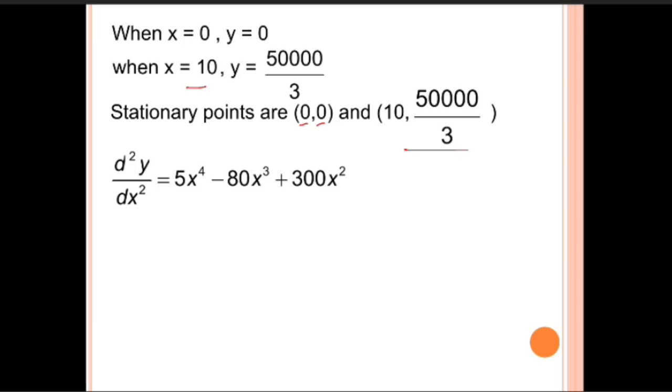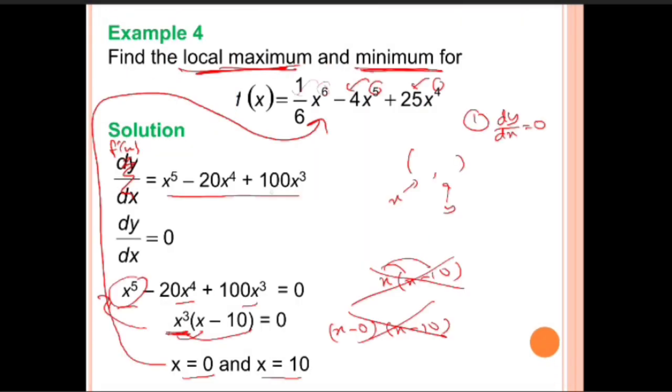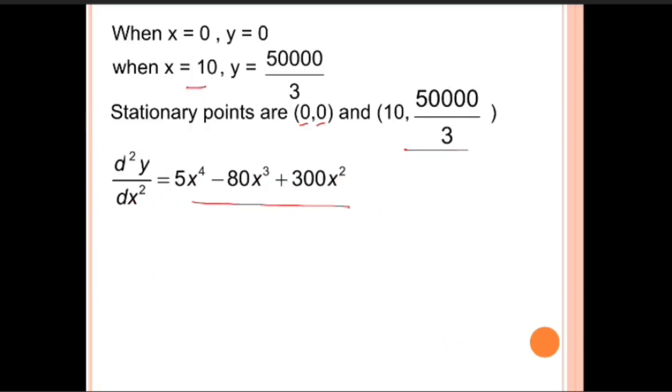So just differentiate this first derivative once again. So when you differentiate this, what you get is bring 5 to the front, 5x power 4, and then 4 times 20, you get negative 80x power 3, bring 3 to the front, you get 300x squared. Need to do that, and after that, remember your steps.